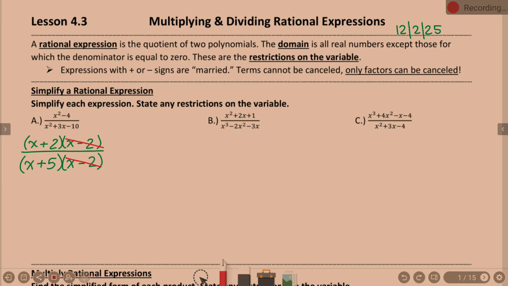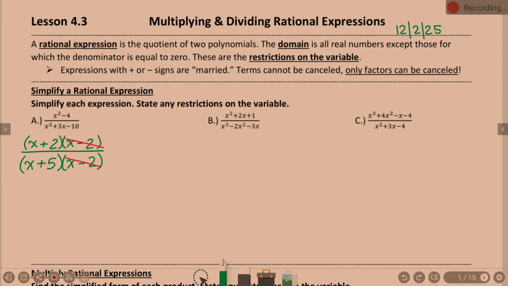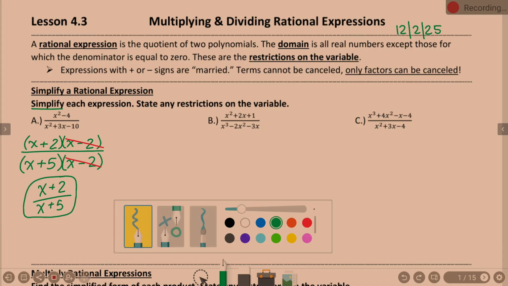Now on top we still have an x plus 2. On bottom we still have an x plus 5. Those don't cancel. So at this point, you're talking x plus 2 over x plus 5. And in terms of simplifying the expression, you're done right there. Okay, again, that x on top is married to that 2 on top. The x on bottom is married to the 5 on bottom. You can cancel a whole factor, an x plus 2 and an x plus 5, but you can't just cancel the x's.